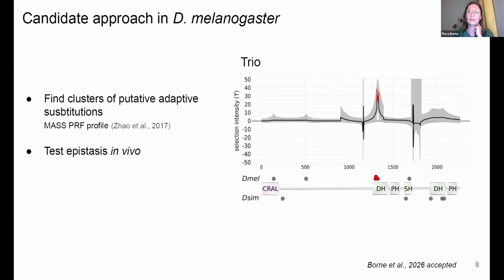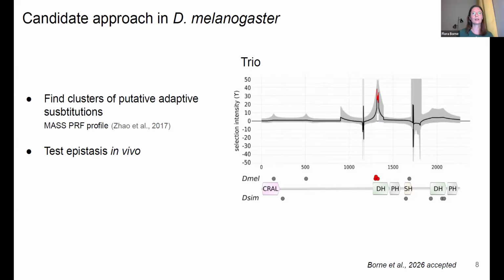And so what we want to find is this kind of pattern where we have an accumulation of mutations in a very specific functional domain that has arisen in this melanogaster lineage. And this accumulation, this cluster of mutations, also shows a signal of positive selection. So we think that it might not be neutral, and these clustered mutations might be interacting.